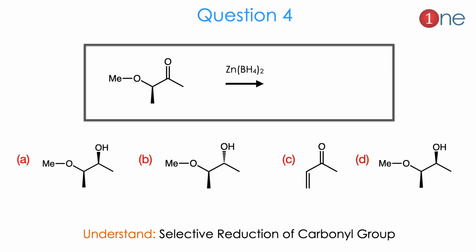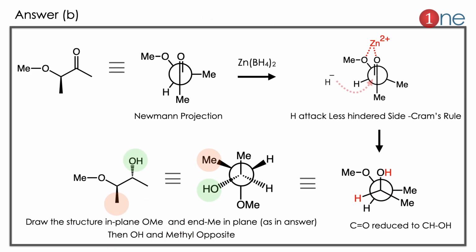Clearly they are asking which way the carbonyl group is reduced. And you can also assume that MeOH is also reduced. So you have to find the stereochemical reduction of the carbonyl group. So it's a selective reduction of the carbonyl group. The answer is B. Let us see how.